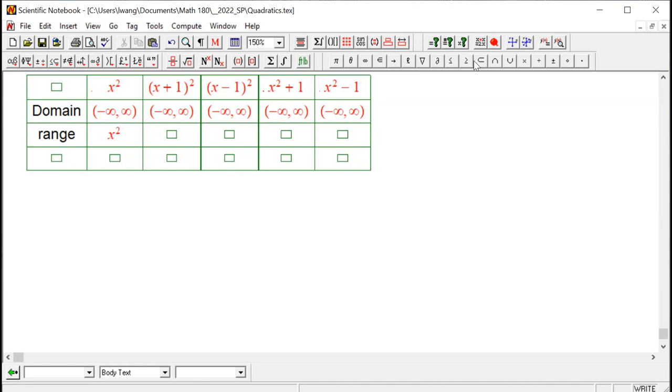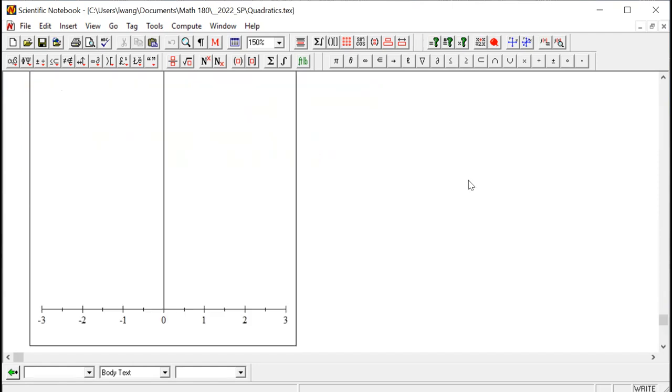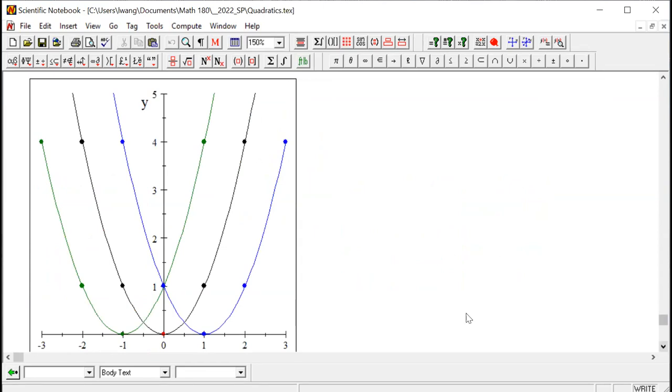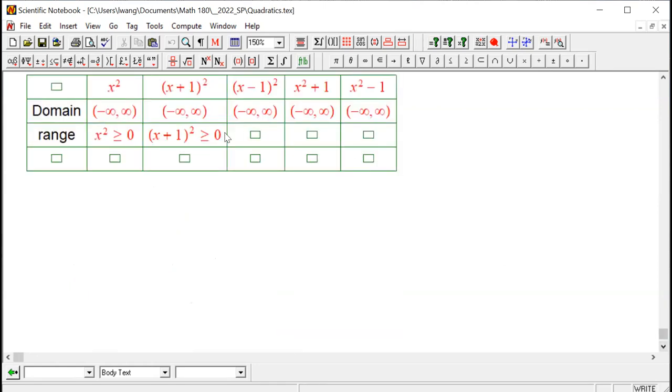We know x squared is at least 0. What will be the range for x plus 1 squared? Well, that range is also at least 0, right? You already see the picture. Because you add a number to the input and then you square, the consequence is that all of these are going to be at least 0. And x minus 1 squared is going to be at least 0.